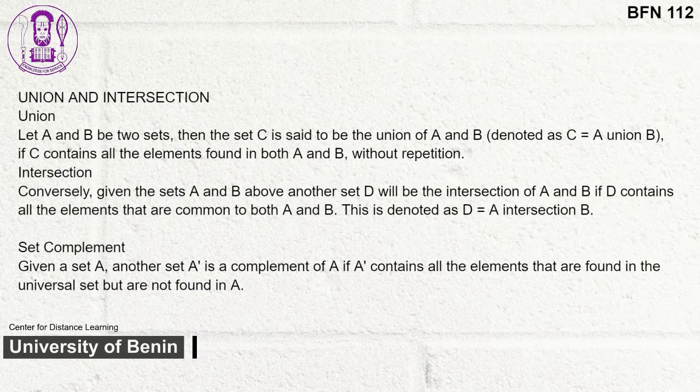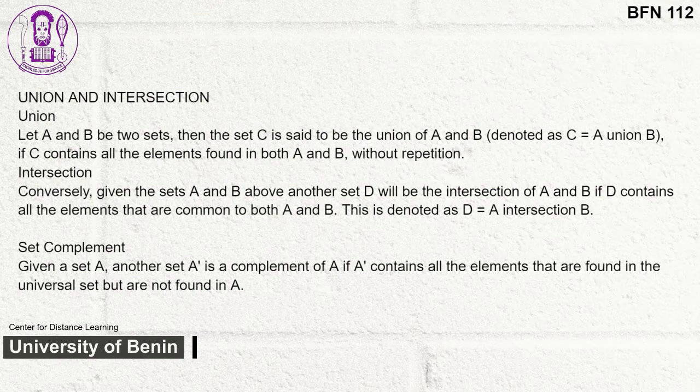Union and intersection. Union. Let A and B be two sets, then the set C is said to be the union of A and B, denoted as C equals A union B, if C contains all the elements found in both A and B, without repetition. Intersection. Conversely, given the sets A and B above another set D will be the intersection of A and B if D contains all the elements that are common to both A and B. This is denoted as D equals A intersection B.